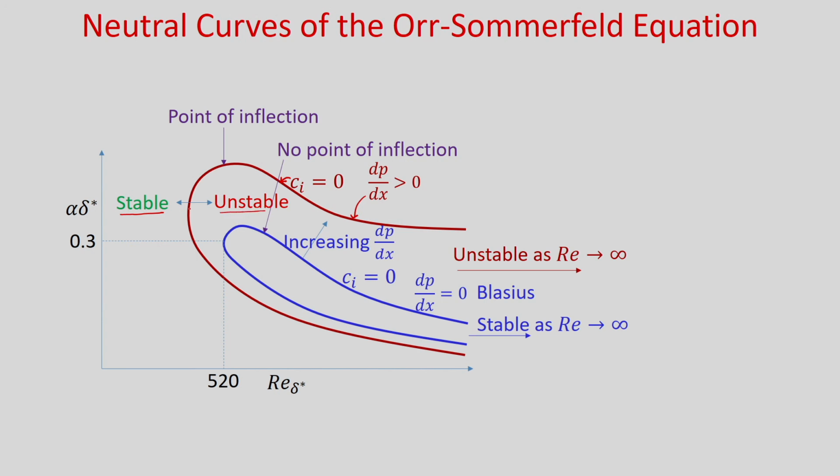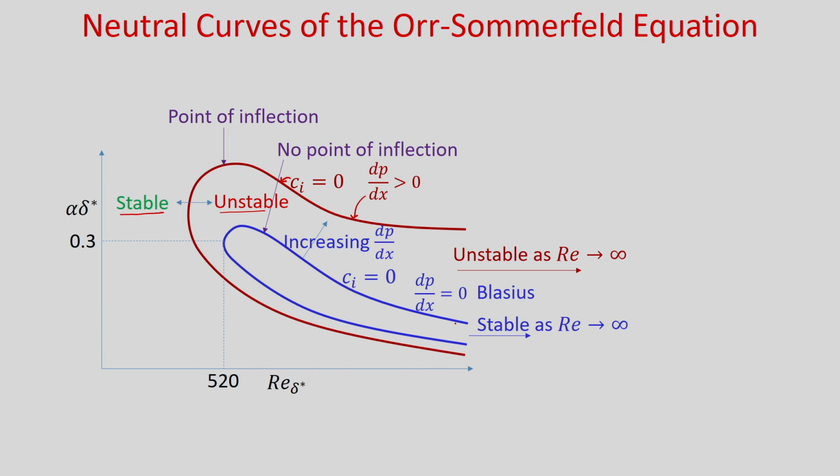So, we can see that there is a critical Reynolds number for this inviscid flow, after which it becomes unstable. And if you see this curve, as Reynolds number tends to infinity, this will not meet. So, for Reynolds number tending to infinity, the flow will be unstable.